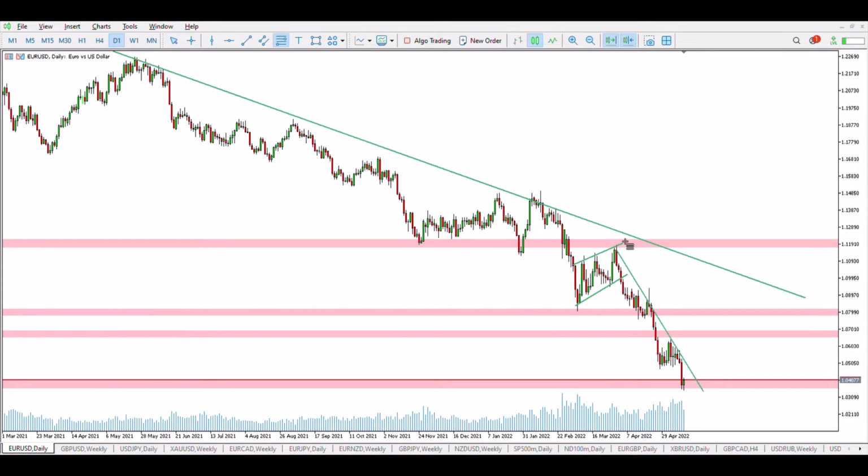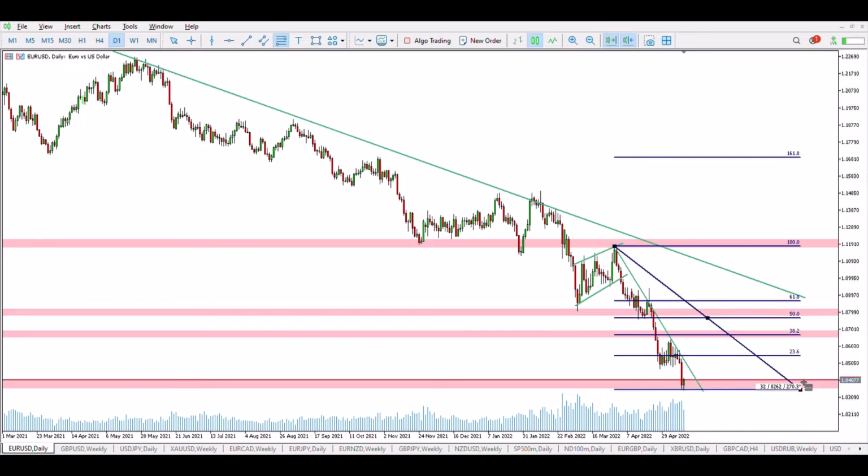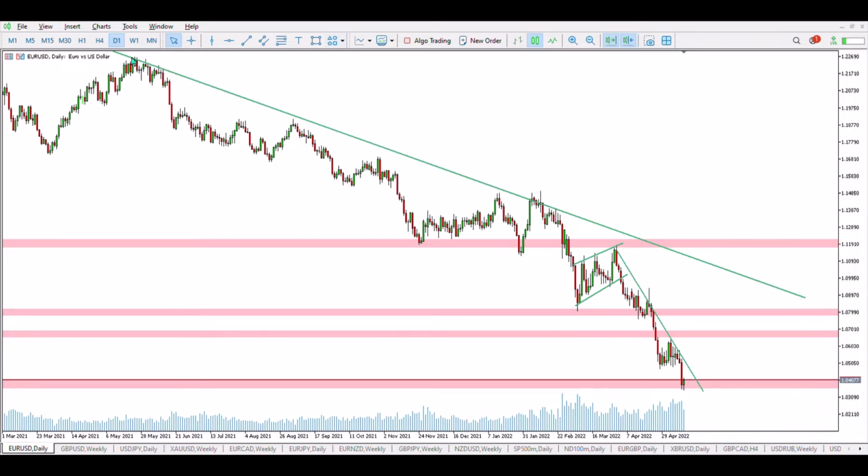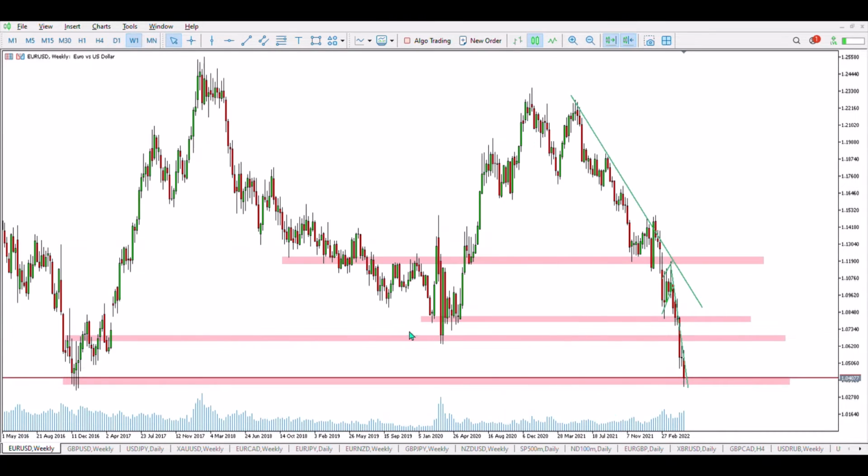So let's take our Fibonacci and see what we have. We pretty much need a 50-60% retracement, maybe even 40. It's enough to see some more sellers stepping into the market, pushing the price even lower than it currently is. So let's go to the weekly and see what we have.